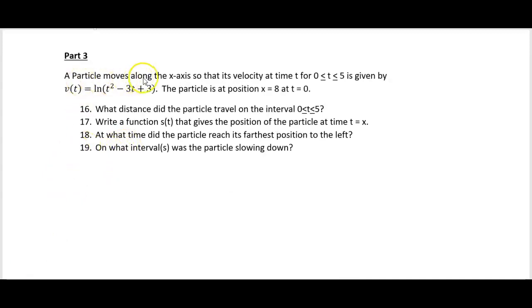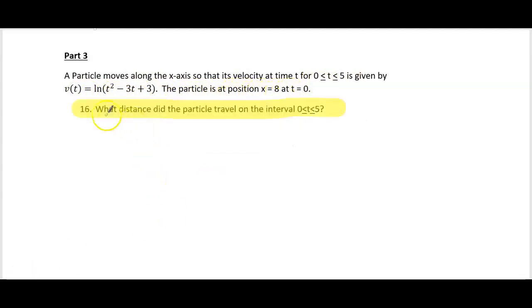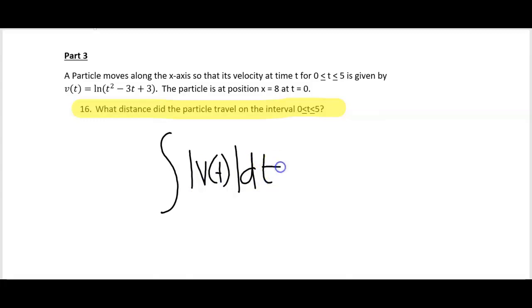A particle moves along the x-axis so that its velocity from t equals 0 to 5 is given by this function here, and the particle's position at x equals 8 is t equals 0. So our first question is, what distance did the particle travel on the interval from 0 to 5? Well, we have a formula for distance, don't we? The formula for distance is the integral of the absolute value of velocity. And the interval we're looking at here is from 0 to 5.